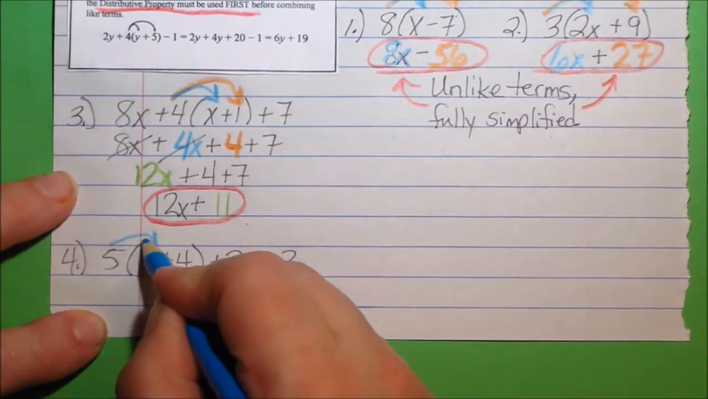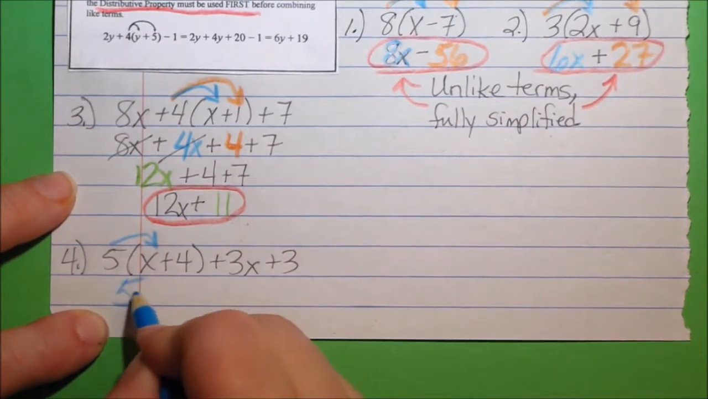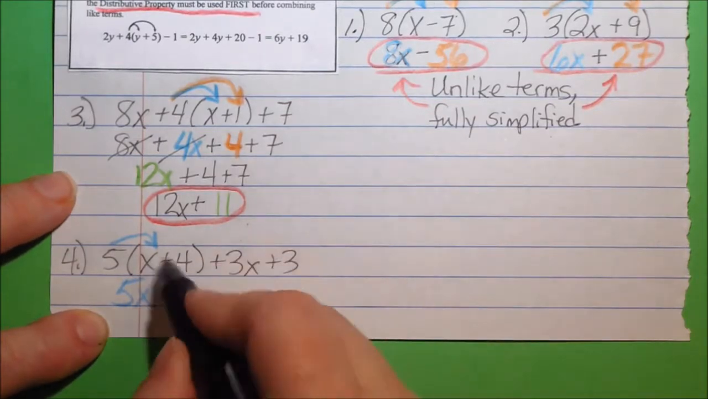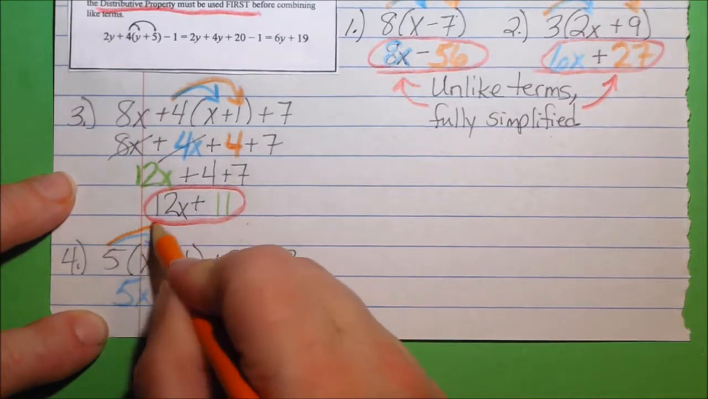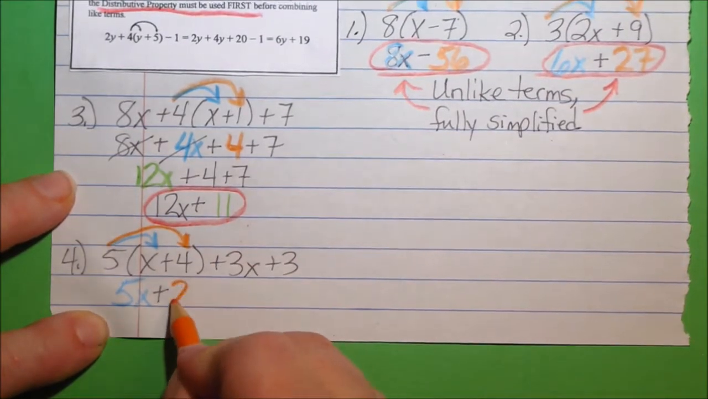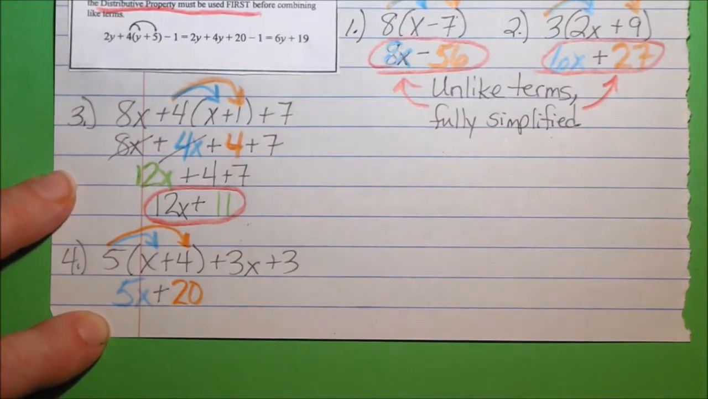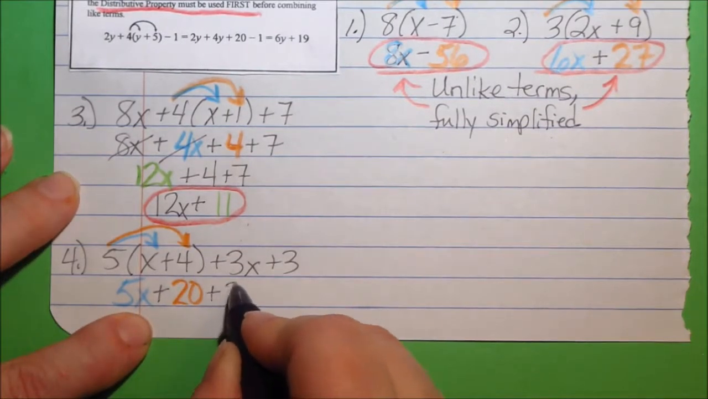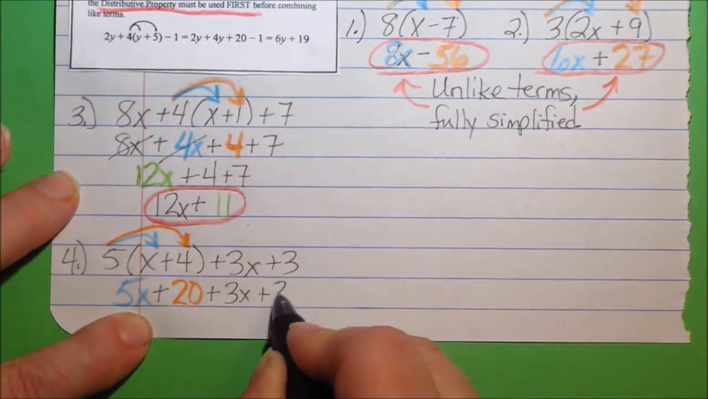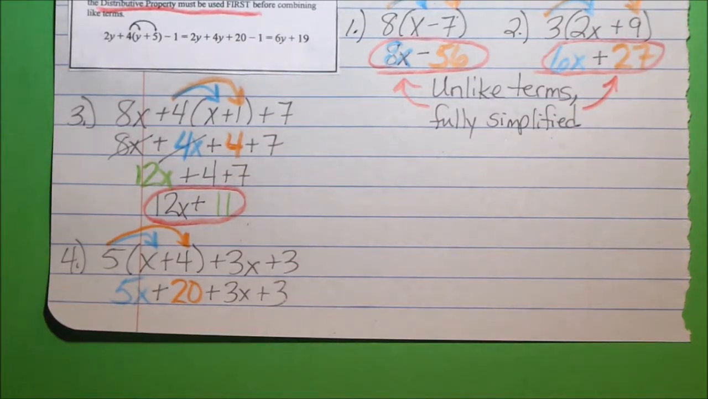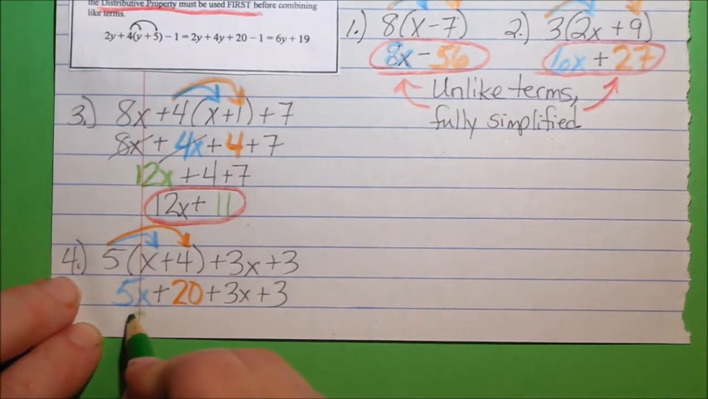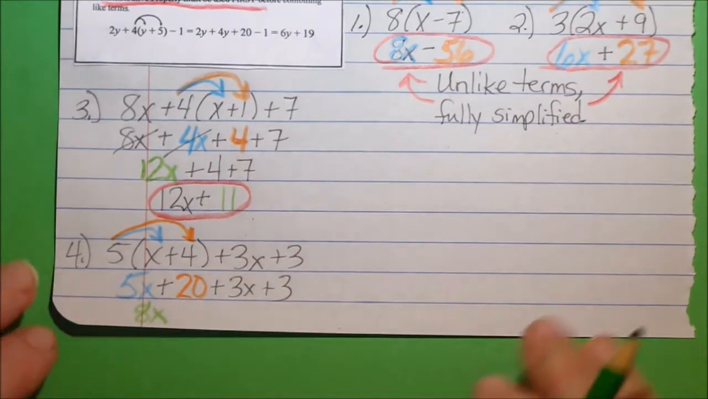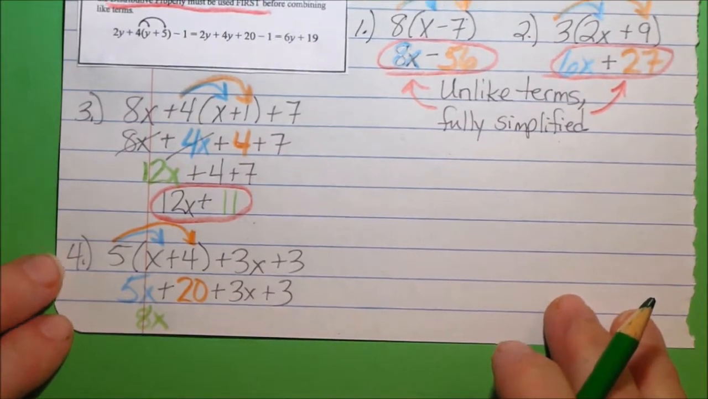So 5 times x is 5x. Bring down the operation, which is an addition. And second is 5 times 4 is 20. All right, we've taken care of the distributing, and so now we bring down the rest of the expression. All right, combining like terms, I got 5x plus 3x, so that is 5 plus 3 is 8x. You'd be surprised at how many people are going to put down 15x for that. Remember what we're actually doing.